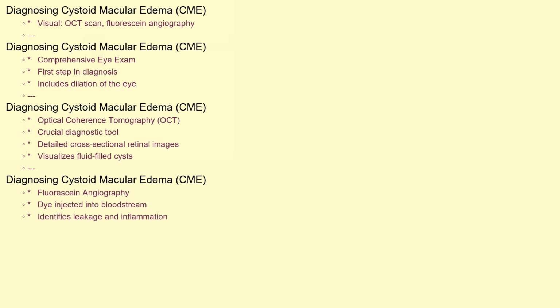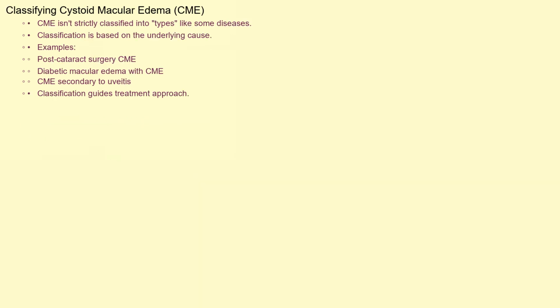A visual depicting diagnostic tests: OCT scan, fluorescein angiography. How is CME diagnosed? A comprehensive eye exam is the first step. Your ophthalmologist will use various techniques to examine your retina, including dilation. Optical coherence tomography, or OCT, is a crucial diagnostic tool. It uses light waves to create detailed cross-sectional images of the retina, allowing the doctor to visualize the fluid-filled cysts in the macula. Fluorescein angiography is another diagnostic test. A dye is injected into your bloodstream, and pictures of your retina are taken to identify areas of leakage and inflammation.